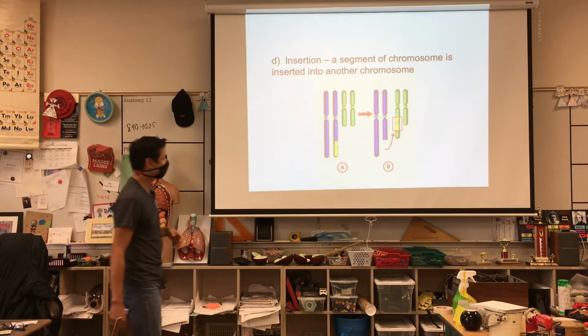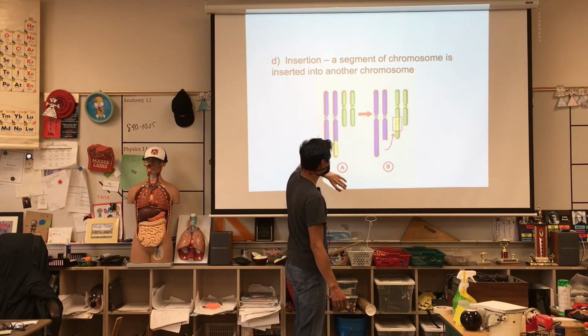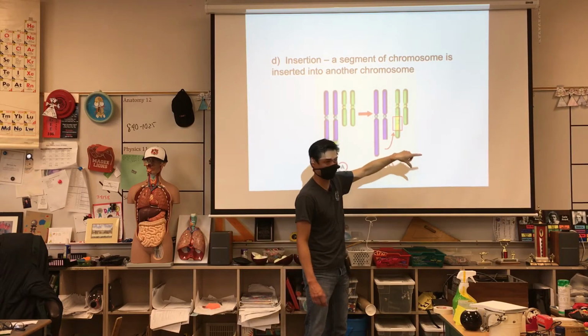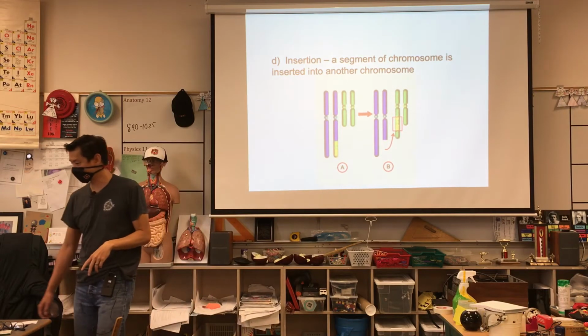Another one, you have 21 pairs, and then this is the 22nd pair and 23rd pair if this was human, and a section of one chromosome is cleaved and then inserted into a neighboring one. And you can see that it has an effect on two chromosomes, not just one.